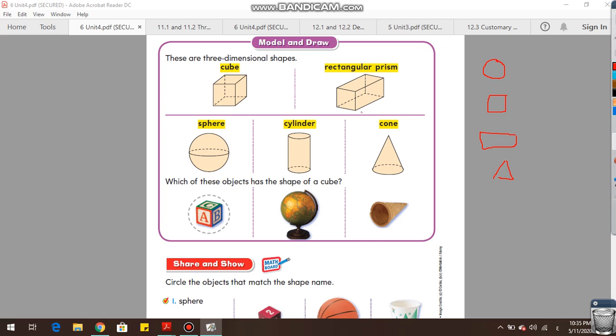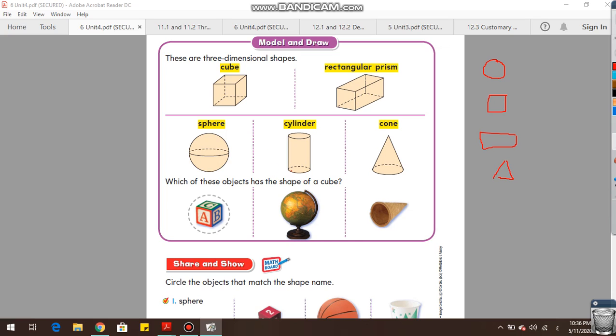As an example, I have here the first shape, a cube. Cube, it's like a little box, okay? It's like a gift box, or if we're gonna buy new shoes, we're gonna find them in a box like a rectangular prism. And we have sphere. Sphere is like a ball.